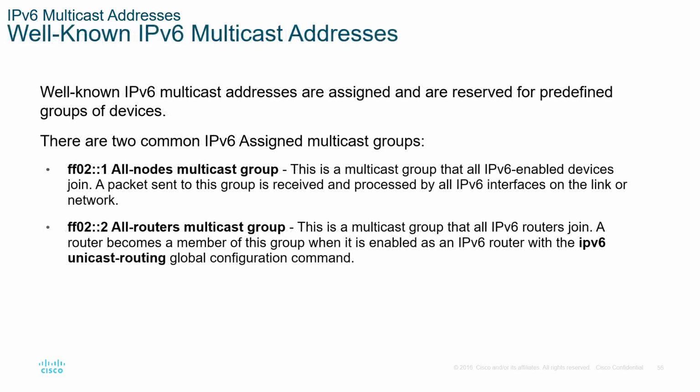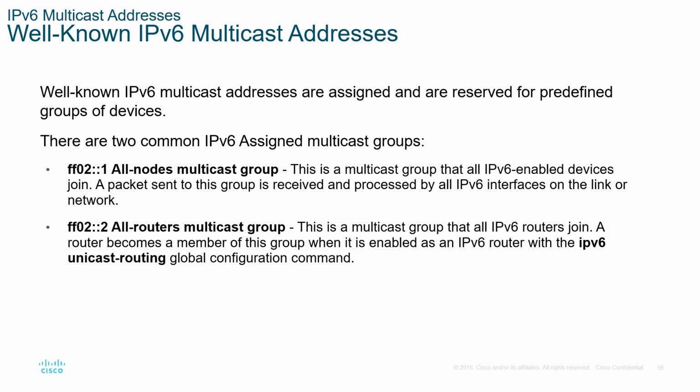Now, well-known IPv6 multicast addresses are assigned and reserved for predefined groups of devices. There are two common IPv6 assigned multicast groups. We have FF02::1, which specifies the all nodes multicast group. So whenever we want to reach out to all the nodes within a specific group, we can specify the all nodes multicast group address. Whenever we want to reach out to all the routers, we can specify the address FF02::2. This will be a message that is going to be sent out to all the routers within a certain multicast group.